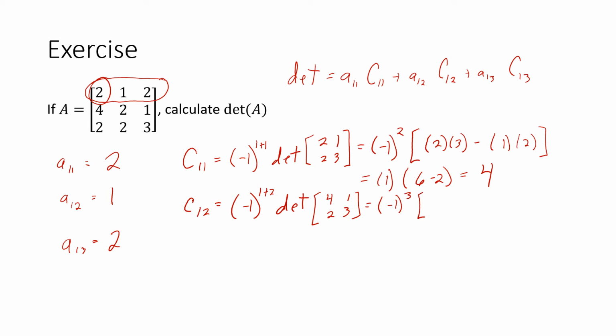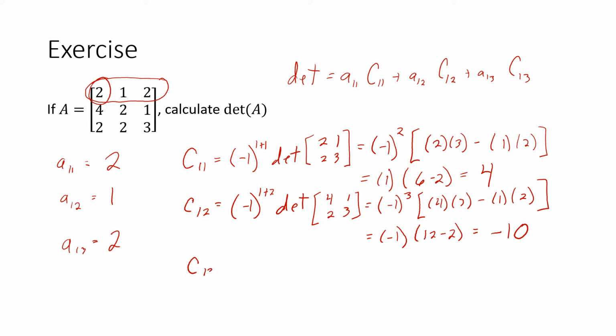we can get the determinant of a 2 by 2 matrix. In this case, it's 4 times 3 minus 1 times 2. Simplify. Negative 1 raised to the 3 is negative 1. Our other equation here gives us 12 minus 2. Simplify it, you get negative 10. The 1, 2 cofactor of the matrix is negative 10.